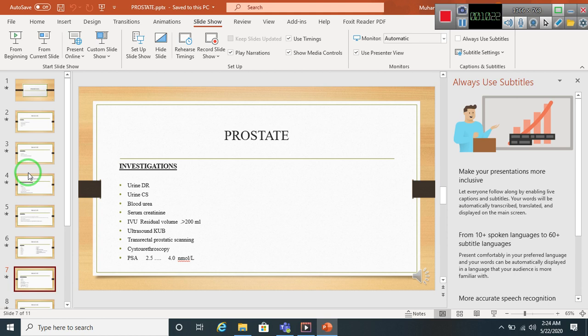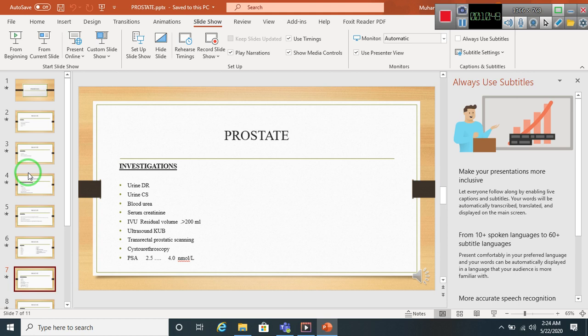Cystourethroscopy, a fiber optic instrument. The cystoscope is passed through the urethra, and when passing through the urethra, we can see the urethra and then the bladder, and we can see the interior of the urethra and the bladder, and what its condition is. On the way we can see the prostate, whether it is enlarged or not.